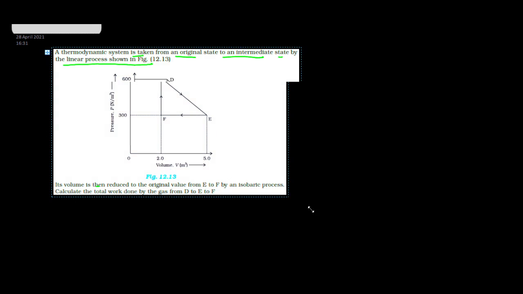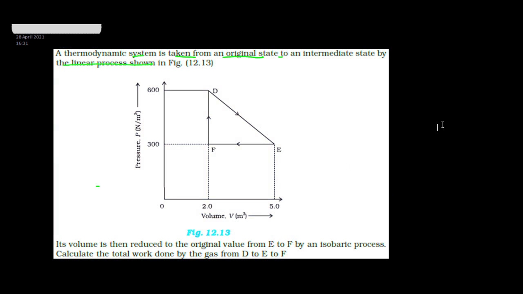Okay, but you don't have to write all that in the solution, it is only for learning. So let's begin. Suppose I want to find what is the work done for D to E. Then it is a PV graph. So do you agree that the area that I have marked red is work done DE? Okay, red area. Yes or no?